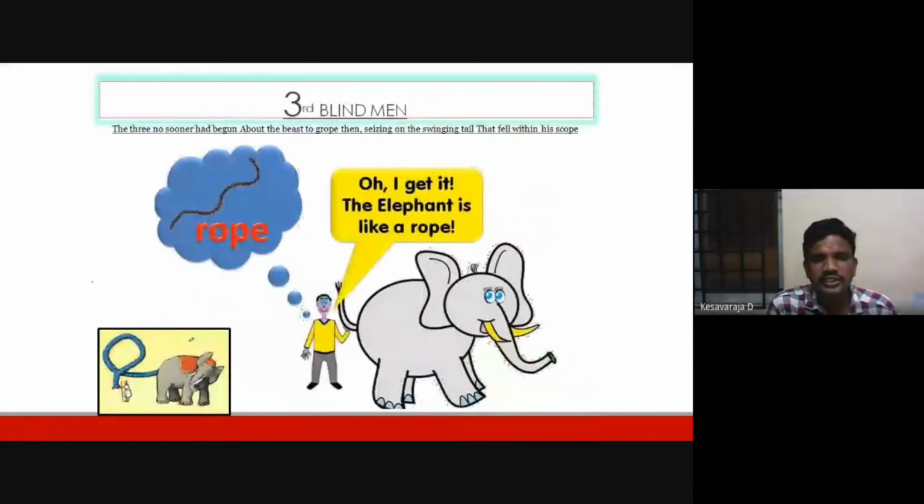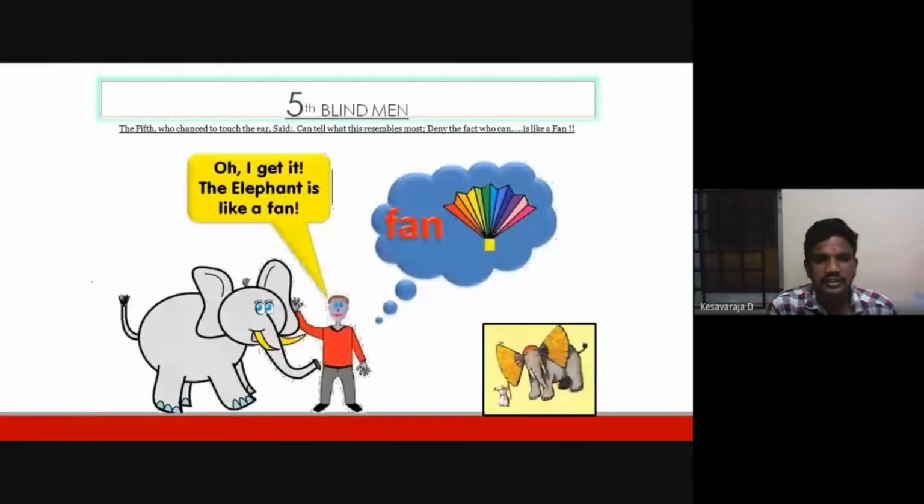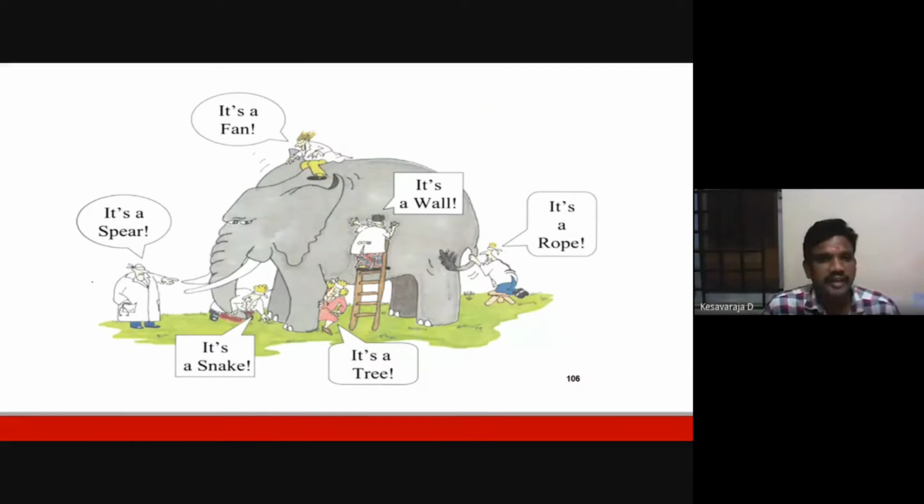The third one touched the tail of the elephant and said it's like a rope. The fourth blind man touched the leg of the elephant and said it's like a tree. The fifth touched the ear and said it's like a fan. The sixth touched the trunk and said it's like a snake. The six blind men touched different parts of the elephant and argued with each other. Actually, which one is correct?